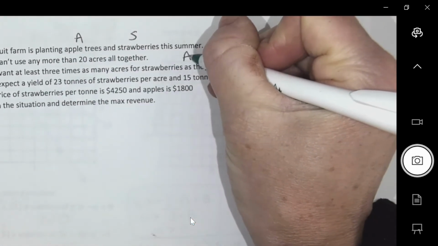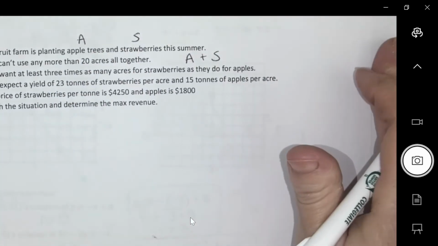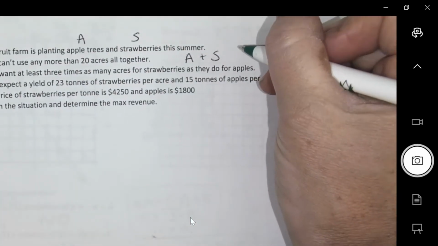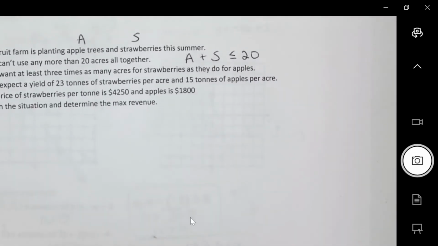The apples plus the strawberry acres, they can't have any more than 20. So did you pick a less than or equal to symbol? Less than or equal to it is fine.